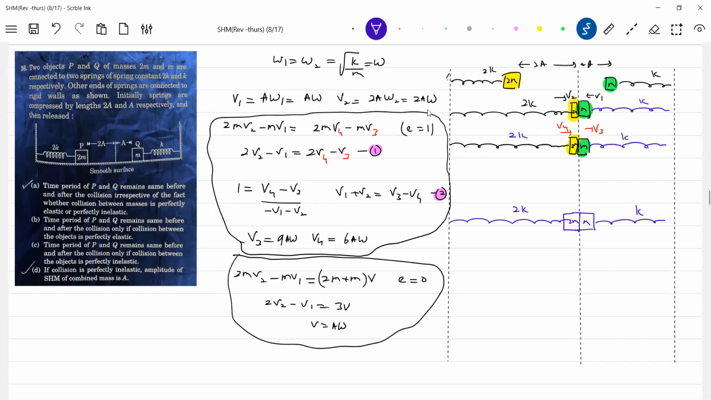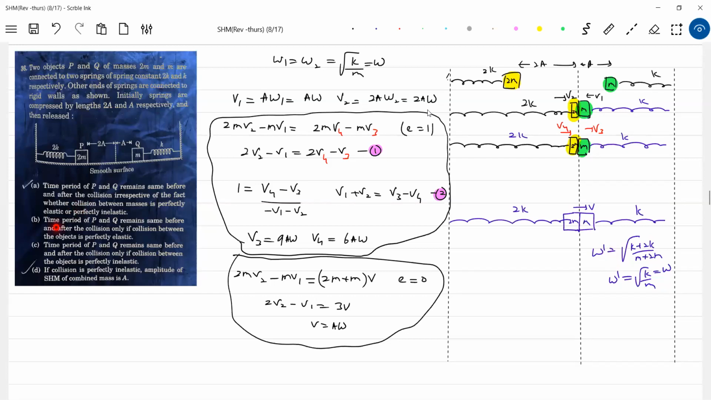So together, omega dash should be equal to K plus 2K by M plus 2M. Okay, I agree with this. So they will have a common velocity. So option A is what we can pick.